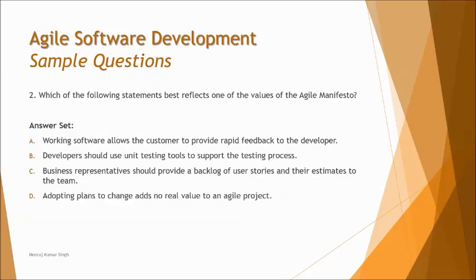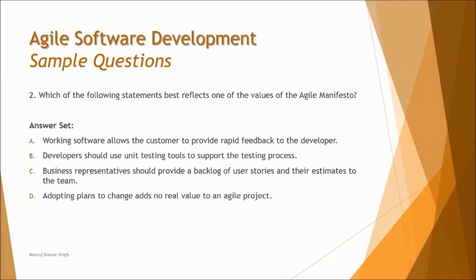Which of the following statements best reflects one of the values of the Agile Manifesto? Now, we are talking about the values of the Agile Manifesto here, whereas generally we talk about the principles, and we are looking at the understanding of the same. So what best reflects one of the values? A, working software allows the customer to provide rapid feedback to the developer. Seems to be absolutely fine, but we need to cross-check the other options as well. B, developers should use unit testing tools to support the testing process. That's good from the testing point of view, but has nothing to do with the Agile Manifesto.